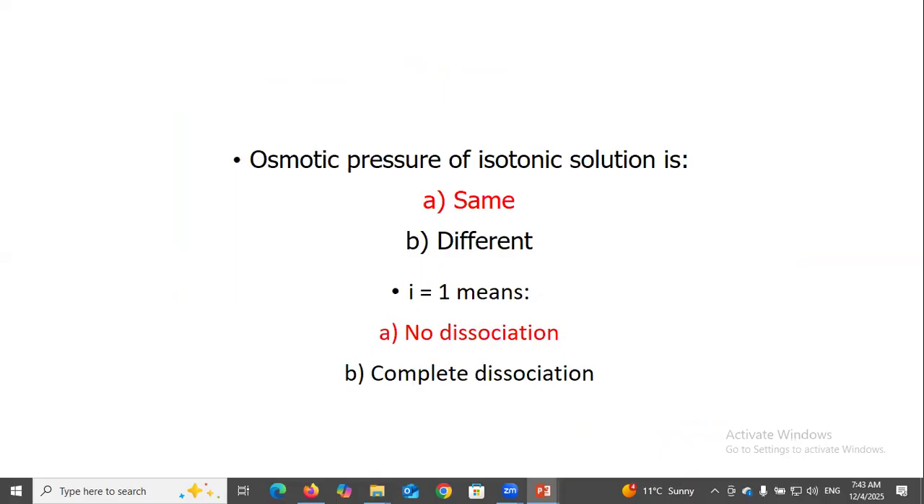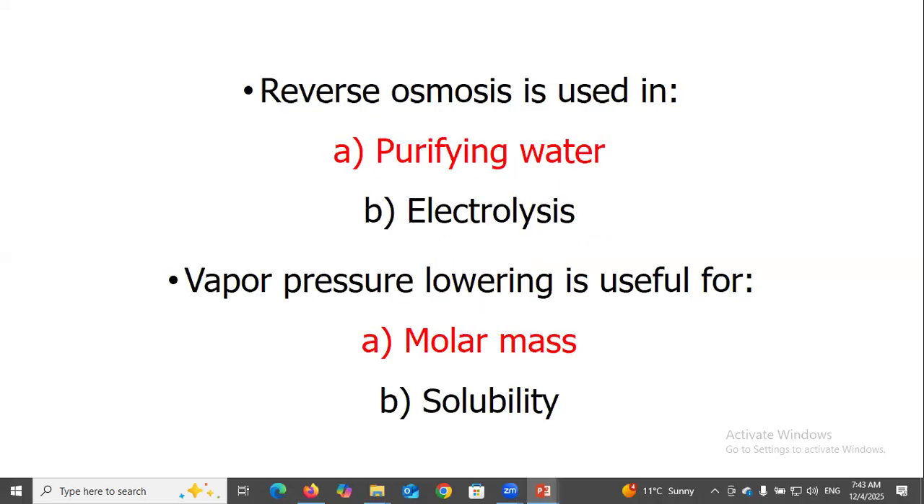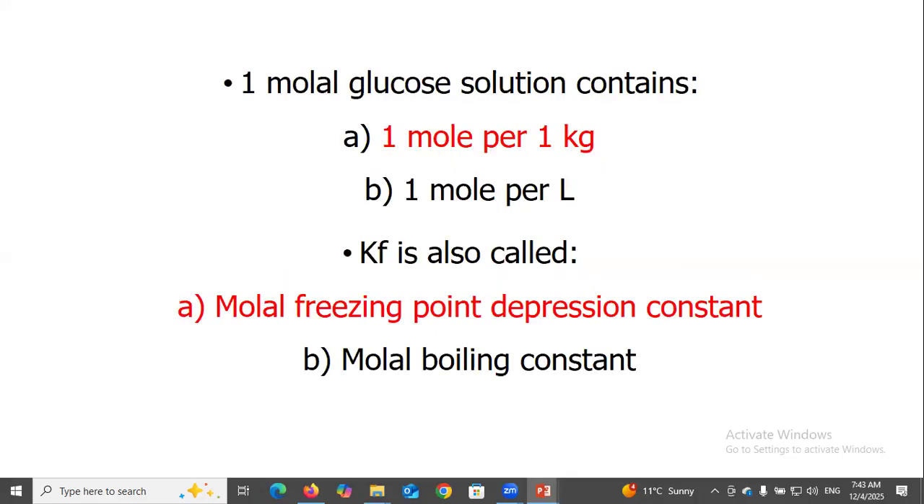Osmotic pressure of isotonic solution is the same, i equal to 1 for no dissociation. The process of osmosis is spontaneous. If pi decreases, concentration decreases. Reverse osmosis is used in purifying water. Vapor pressure lowering is useful for molar mass.